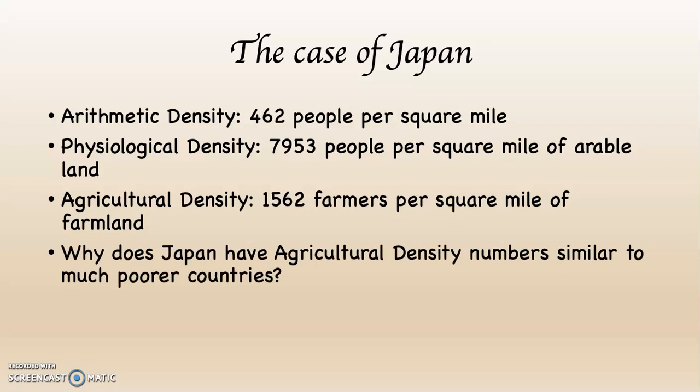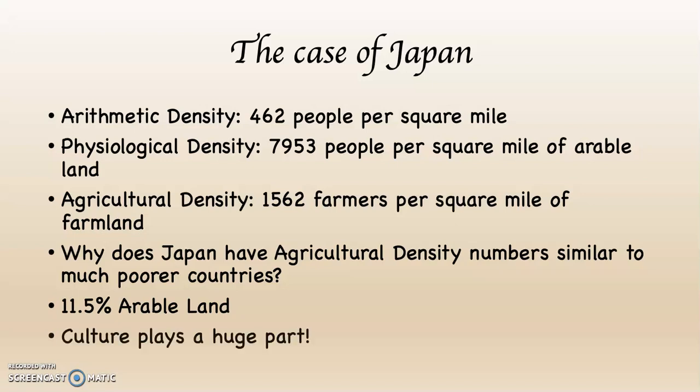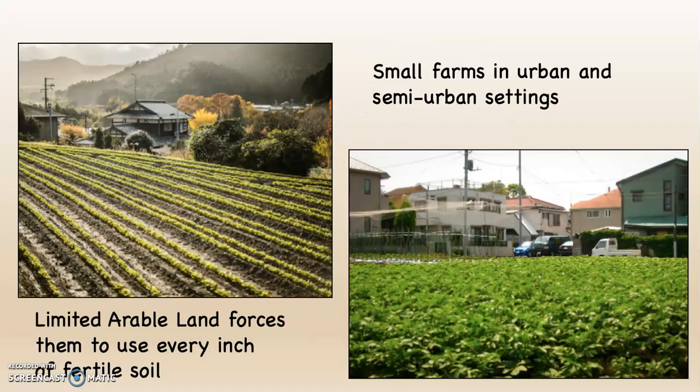Why does Japan have an agricultural density with numbers that are similar to much poorer countries? It's because 11.5% of the country is arable. Most of the country is not good for farmland. It's a very rugged country. And culture plays a huge part. They have a limited amount of arable land, and that forces them to use every square inch of fertile soil.